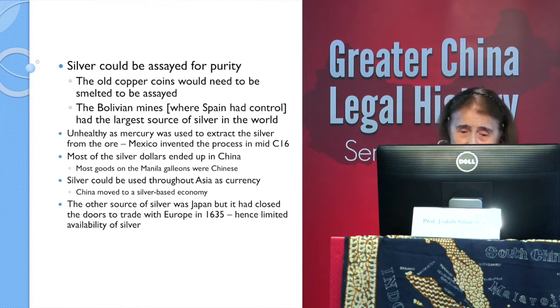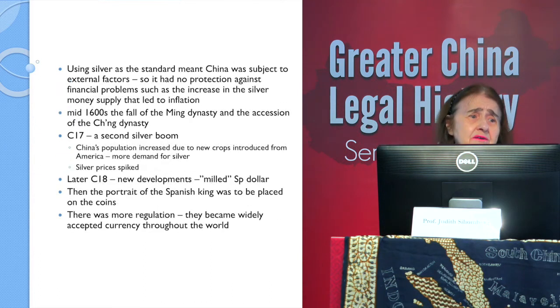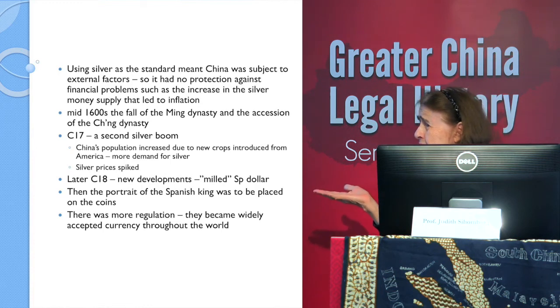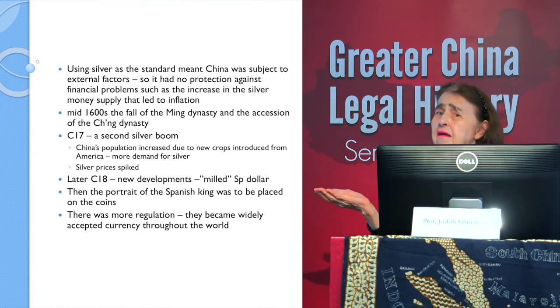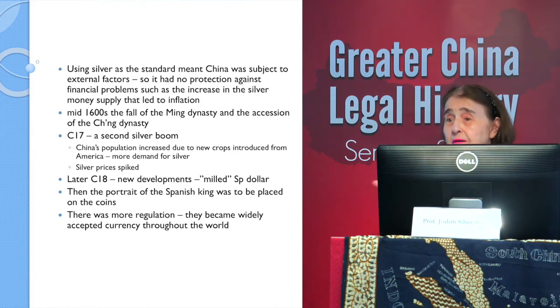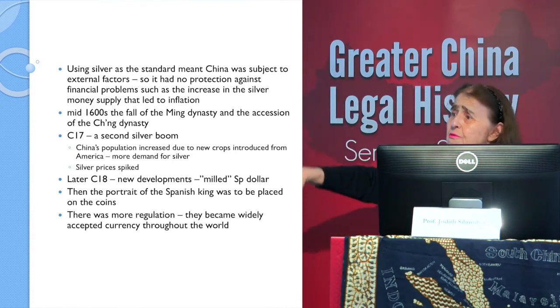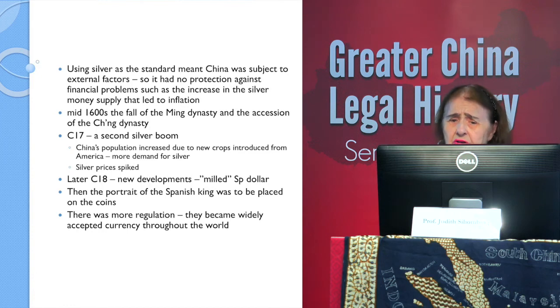Now, the other source of silver was Japan, but because they'd closed their doors, nobody except Japanese could get it. So it meant China was subject to external factors of value, not very good. You don't want foreigners dealing with the value of your currency. Ours is pegged to which dollar? US dollar, right? So we've done that for a long, long time. But in China, you're pegged to the currency fluctuations all around the world with the Spanish dollar, not always the best.